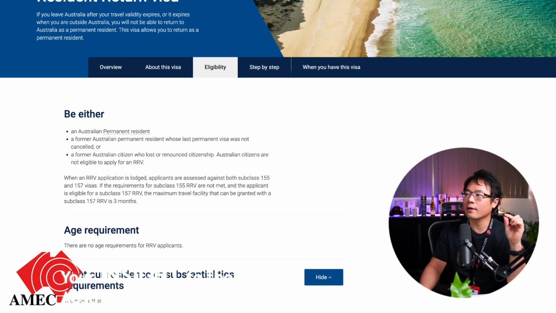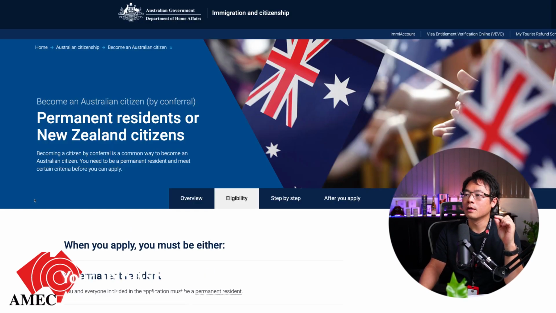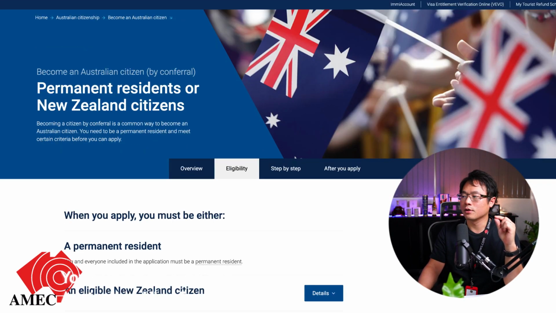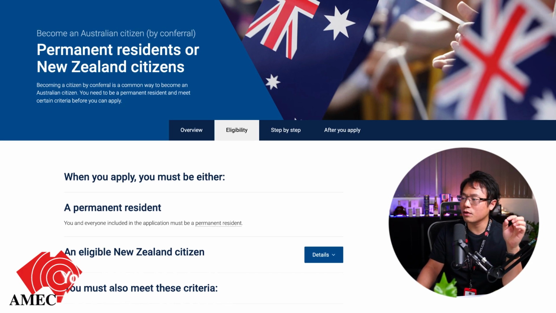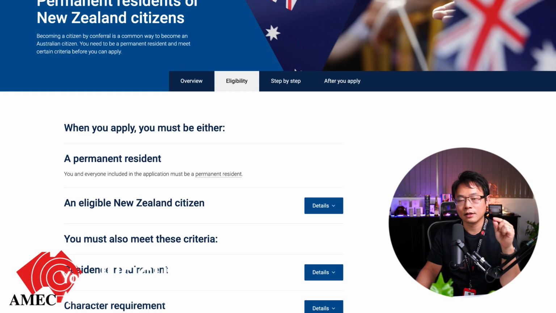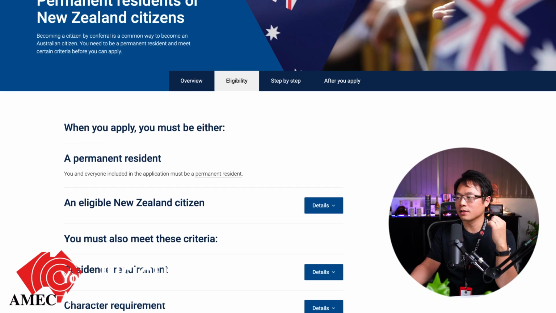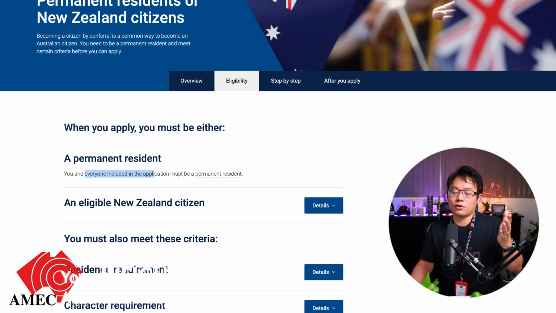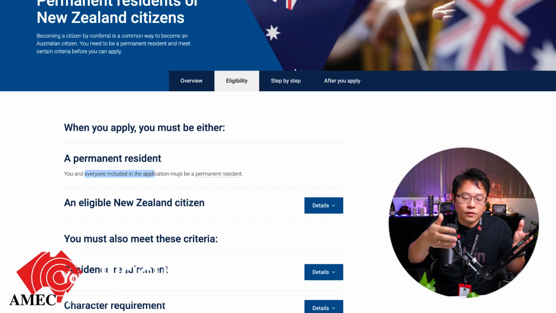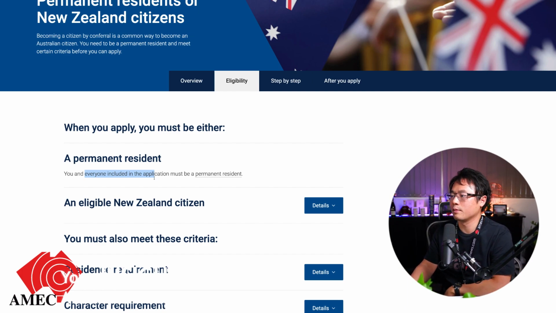Now let's check out how you can actually become an Australian citizen. Okay, so it's a little bit different. The residency requirement is actually harder than renewing a permanent resident. Okay, so everyone, including the applicant, must be a permanent resident. So if you want to become a citizen, you have to be first a permanent resident, then you will become a citizen.